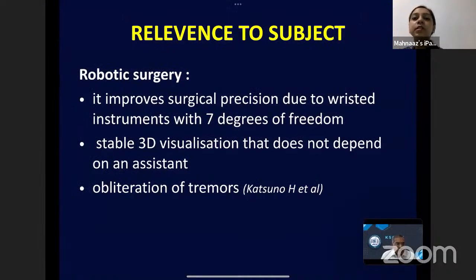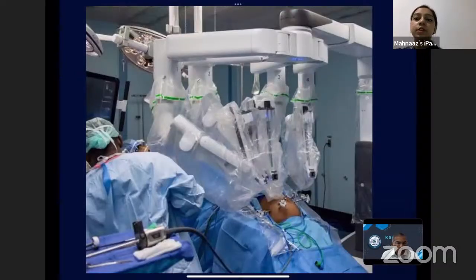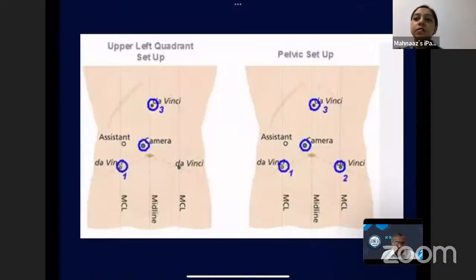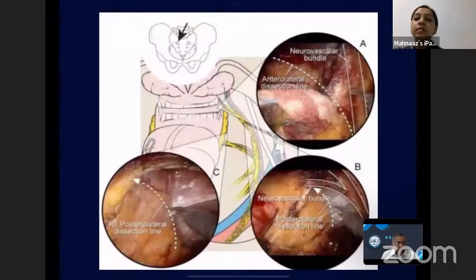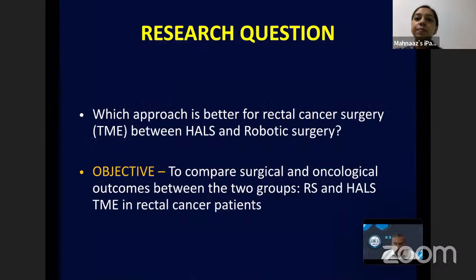Robotic surgery, its advantages are that it improves the surgical precision because it has wristed instruments with 7 degrees of freedom. There's a stable 3D visualization that doesn't depend on an assistant, and it obliterates tremors. This is robotic surgery being done. The ports, this is total mesorectal excision being done via robotic surgery.